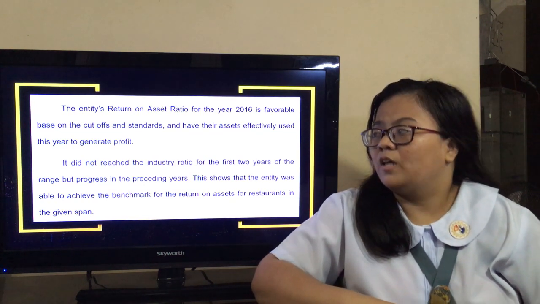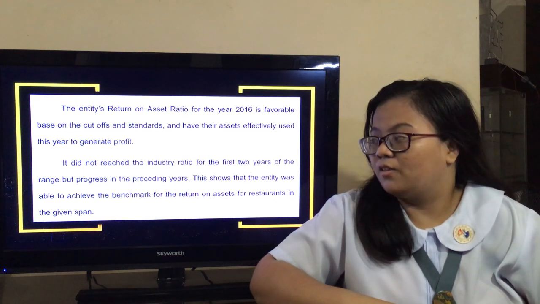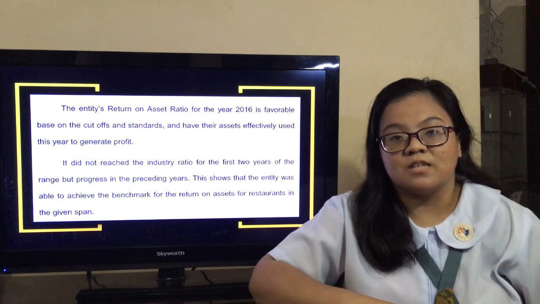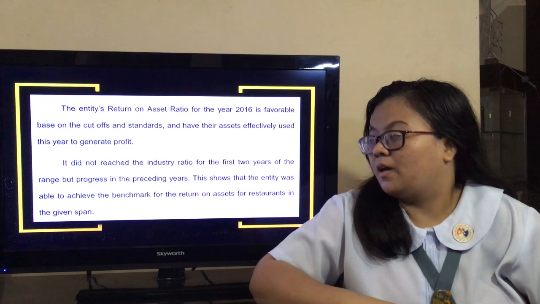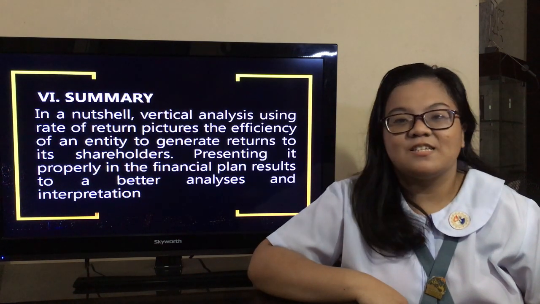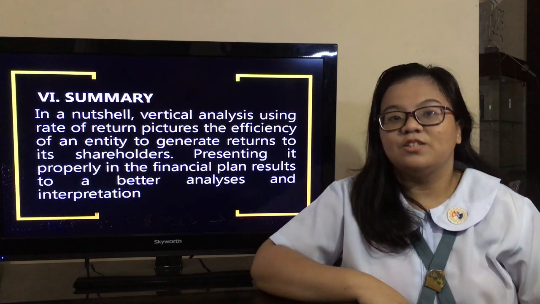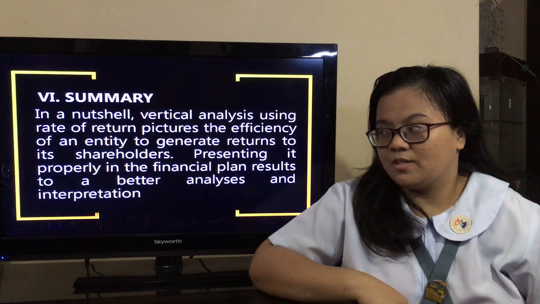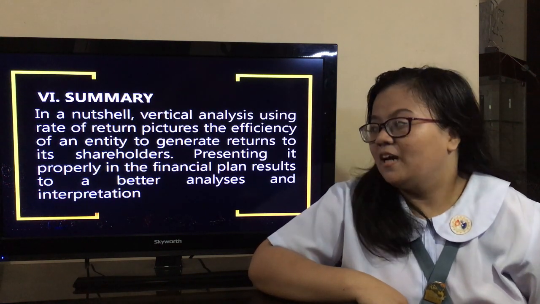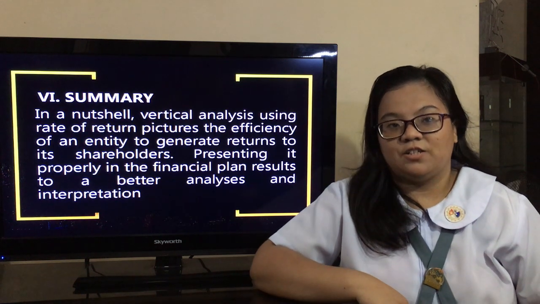For this example, it only has 2 paragraphs. But to reiterate, the third paragraph must determine the causes as to why the rates became unfavorable. So in a nutshell, vertical analysis using rate of return pictures the efficiency of an entity to generate returns to its shareholders. Presenting it properly in the financial plan results in a better analysis and interpretation.